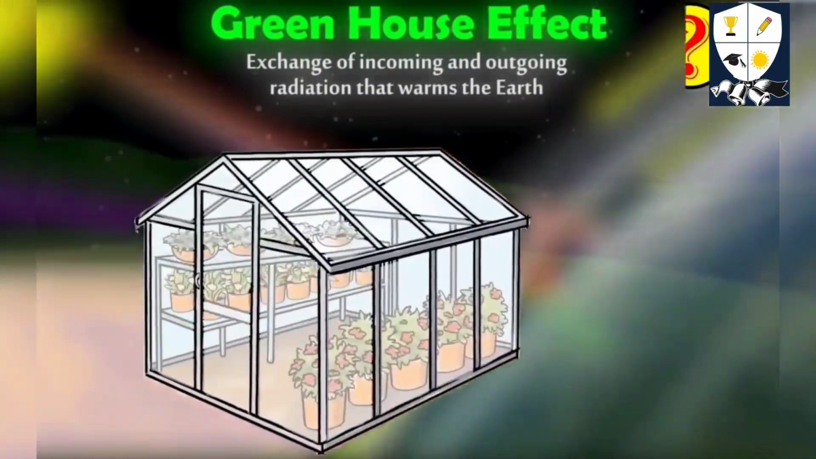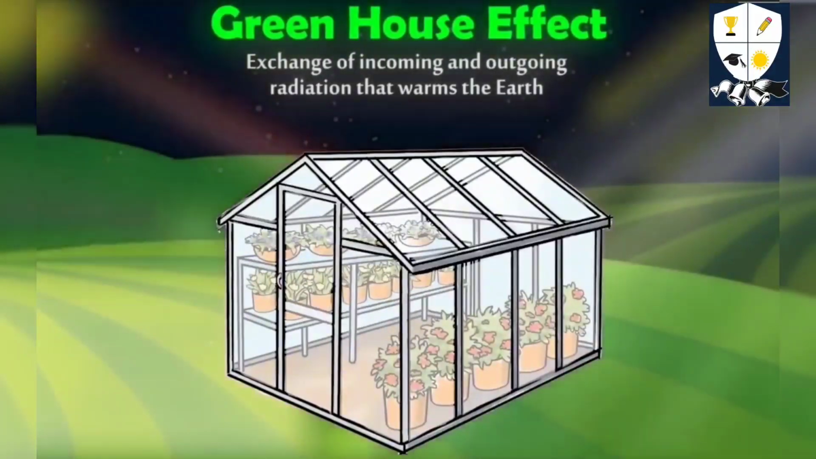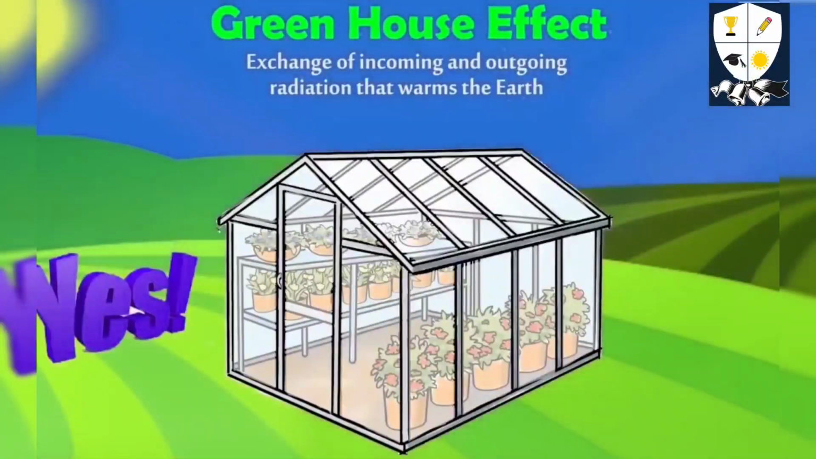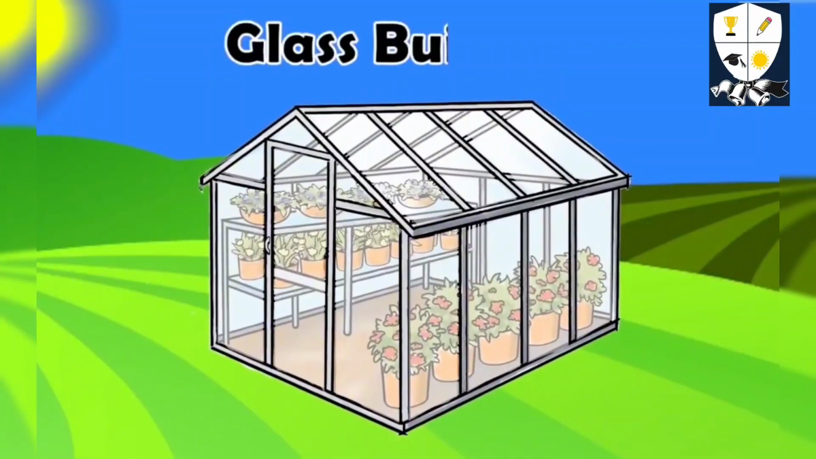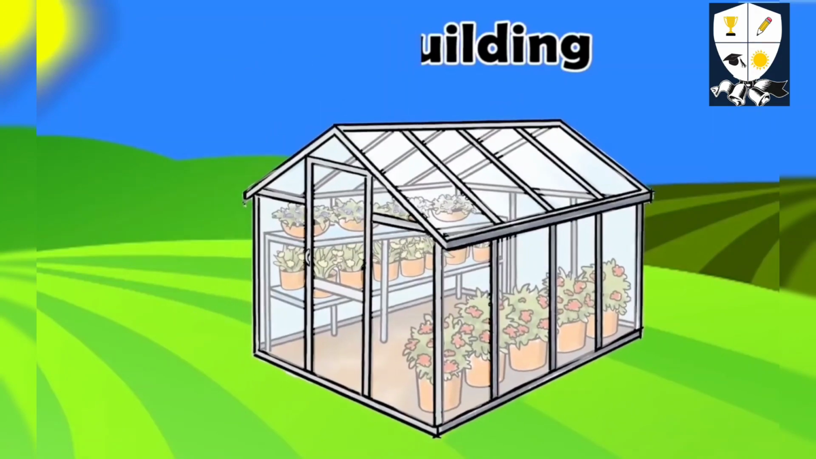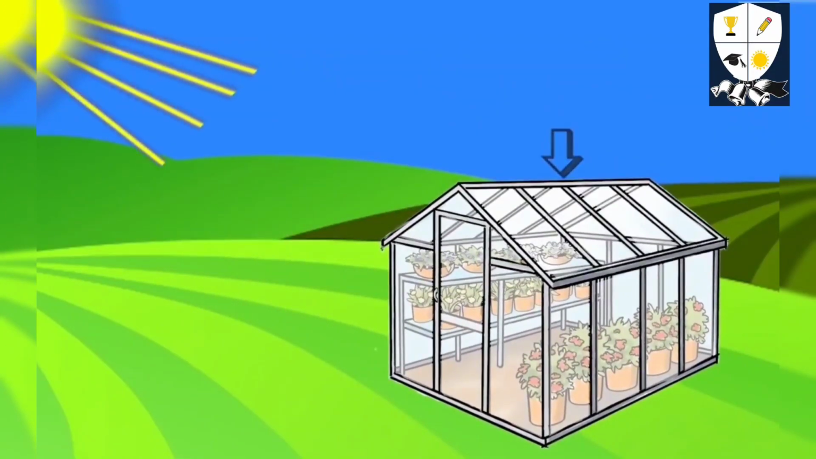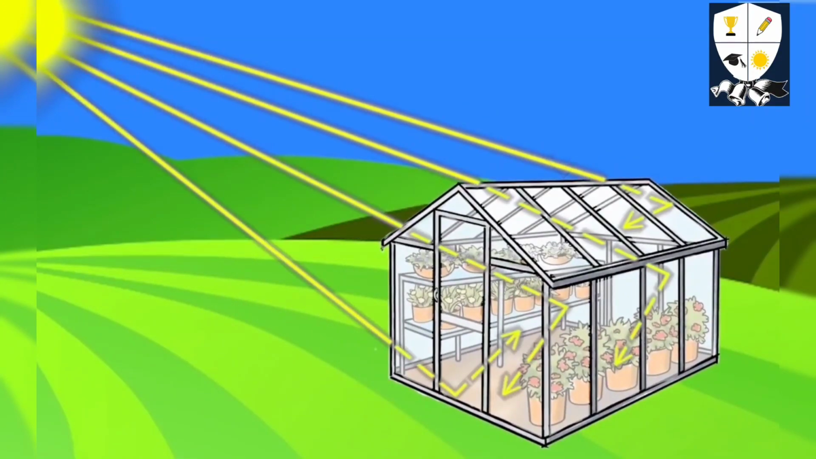Is it something to do with the greenhouse? If you said yes, you're thinking in the right way. A greenhouse is a glass building in which plants that require protection from cold weather are kept. The glass cover helps to trap all the heat energy and keeps the inside environment warm.